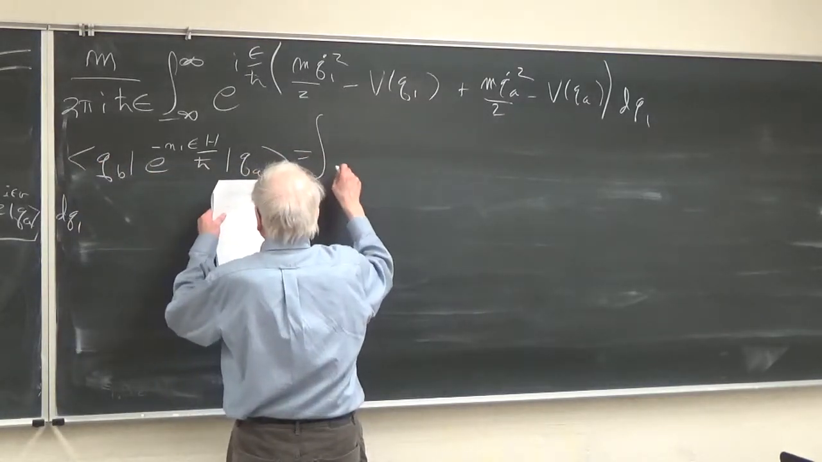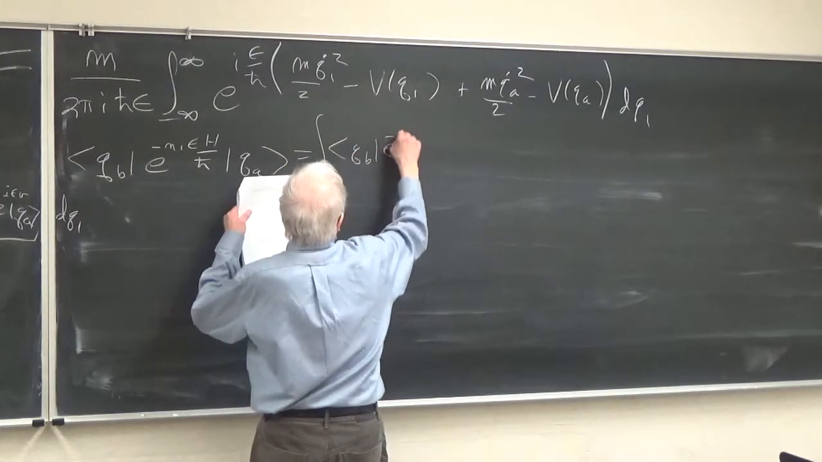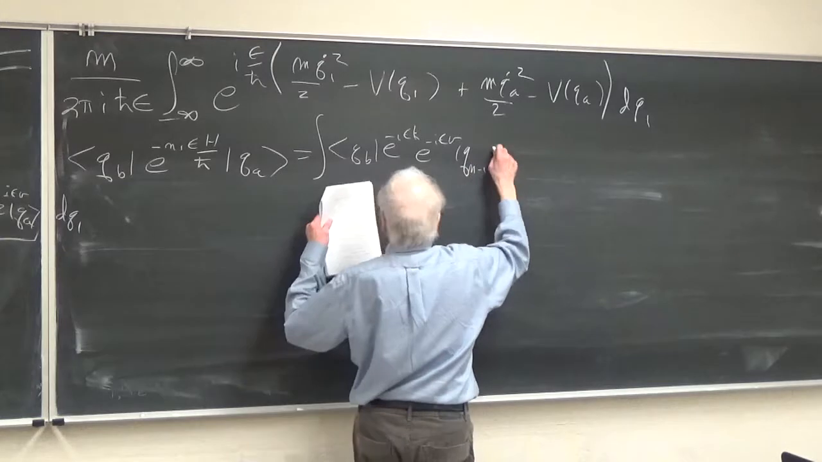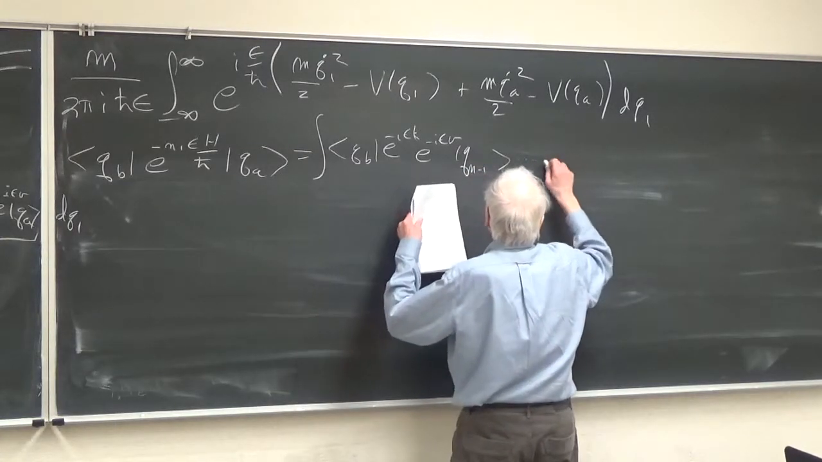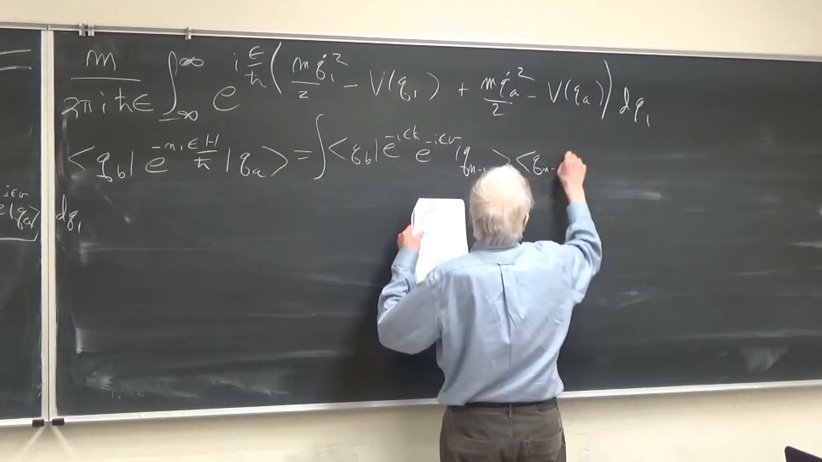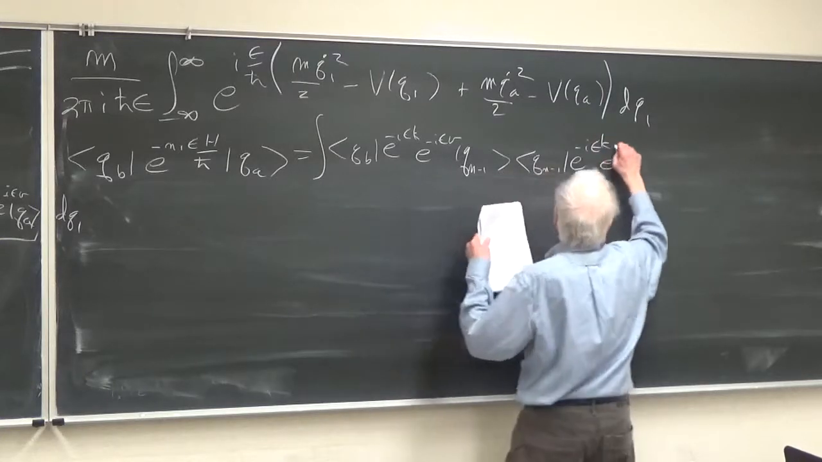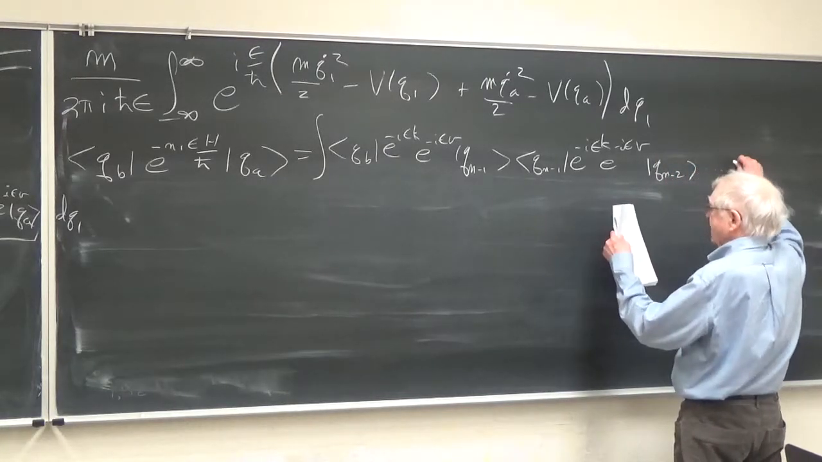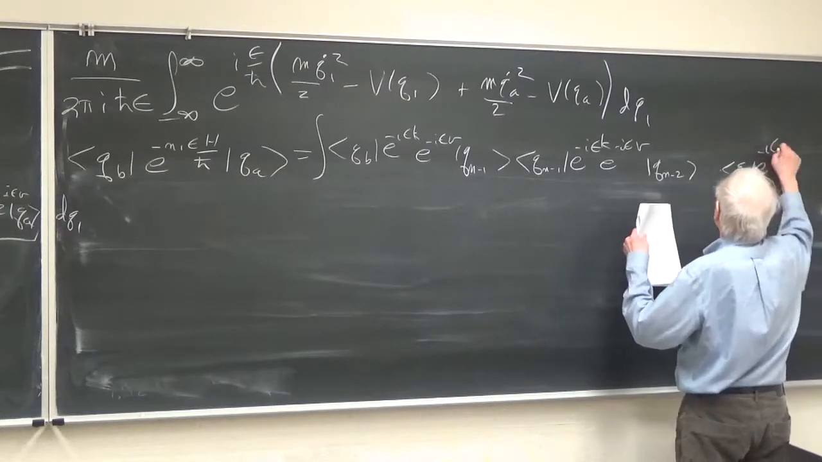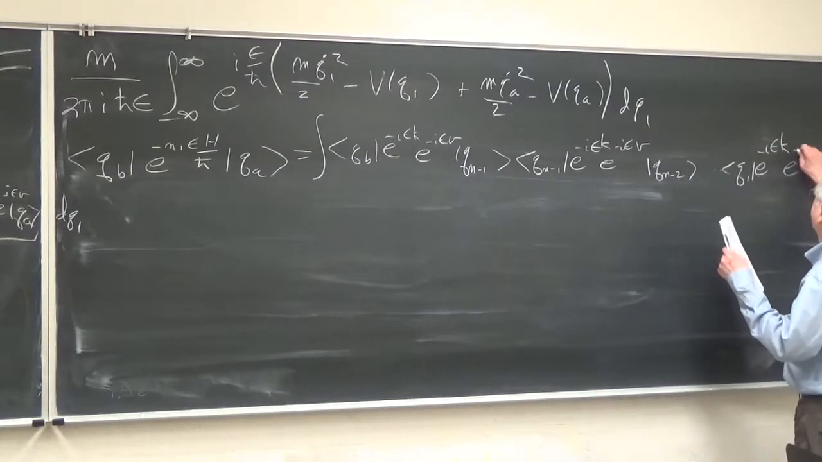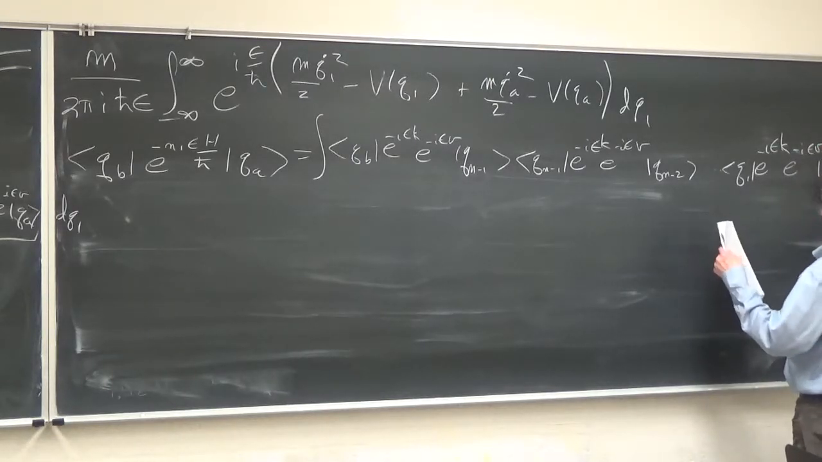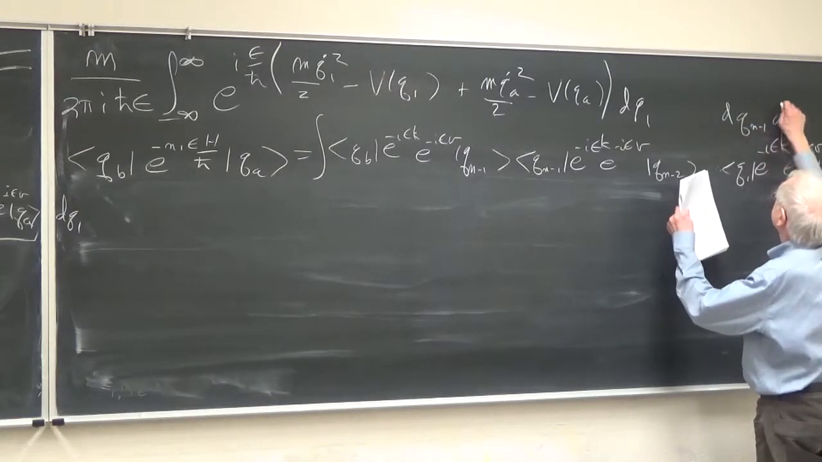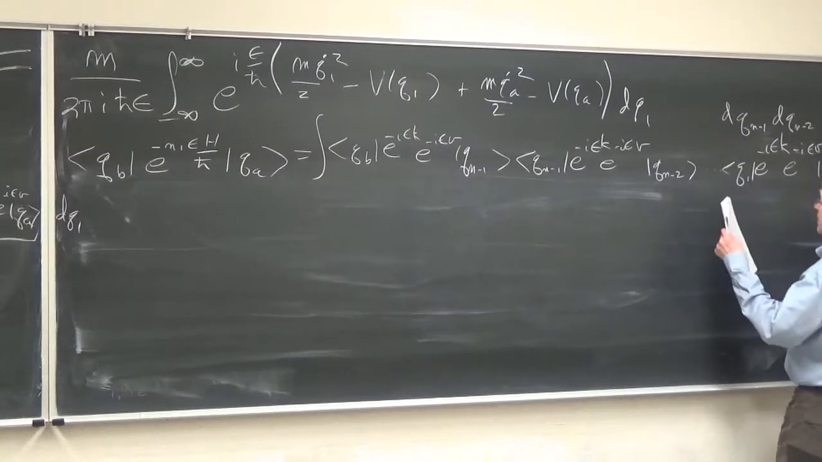This will be, by the Trotter product formula, ⟨qb| e^{-iεK} e^{-iεV} |q_{n-1}⟩⟨q_{n-1}| e^{-iεK} e^{-iεV} |q_{n-2}⟩ and then dot dot dot down to ⟨q1| e^{-iεK} e^{-iεV} |qa⟩, and now we have to integrate dq_{n-1} dq_{n-2} down to dq1.